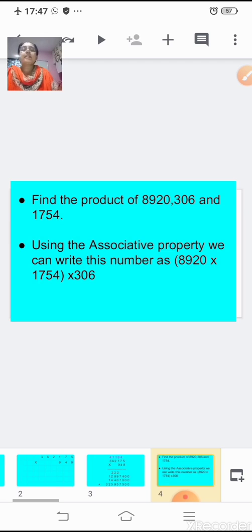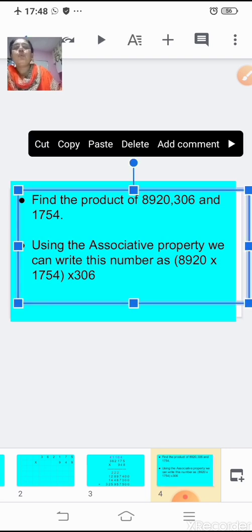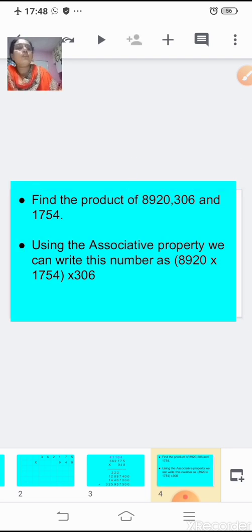Now coming to the next sum, that is find the product of 8,920, 306 and 1,754. Now children, here there are 3 numbers. So we have already learned the properties of multiplication. So according to the associative property, we'll arrange the numbers. First we'll multiply any 2 numbers. So here I have taken 8,920 multiplied by 1,754, and from that product we'll multiply the number 306.